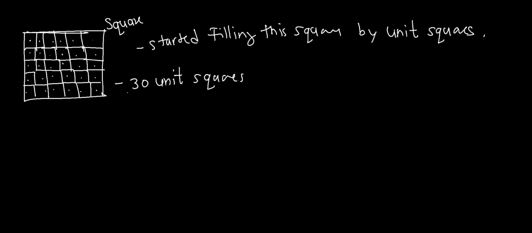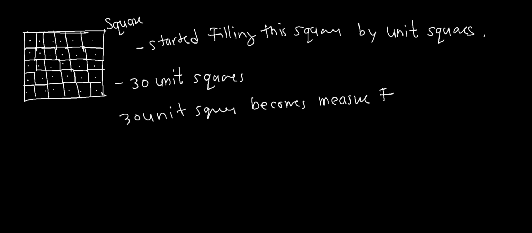So 30 unit squares becomes a measurable value, or measure, for this big square. So this is what measure means.